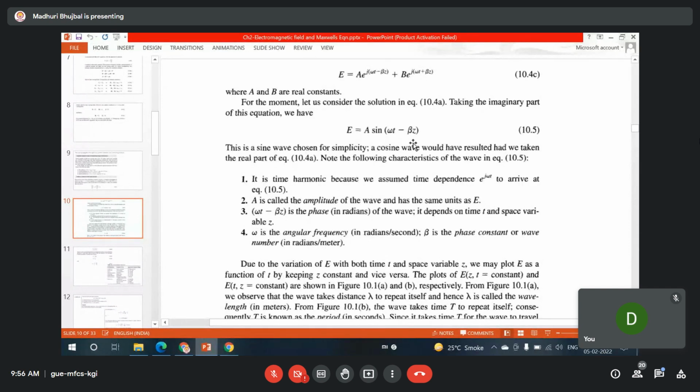Ma'am, why are we not considering the imaginary part of B? For equation 10.5, why are we not considering the imaginary part of B sin(omega t plus beta z)? It will also come in the imaginary part, right? Okay, that I have to check. I will check it and come back to you later. For the time being, consider this.